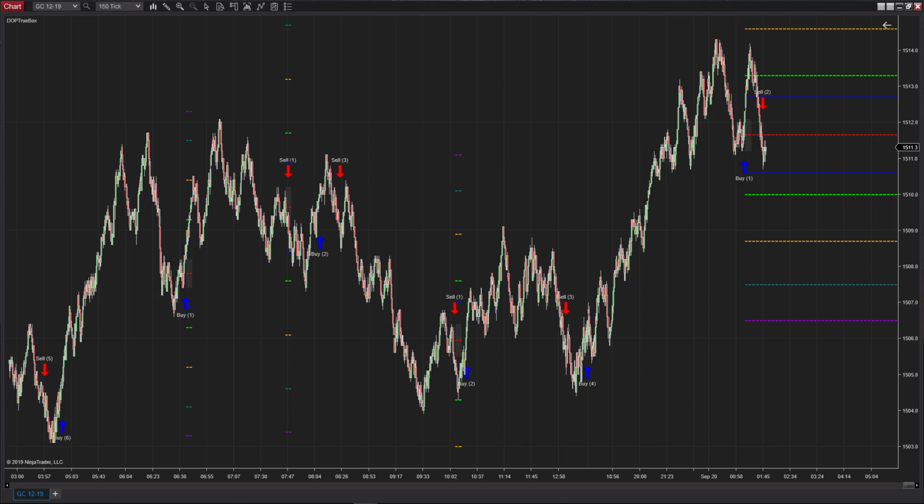And one thing that has been nice about the box over this last decade has been the simplicity of it. When there's a blue arrow, we buy. When there's a red arrow, we sell.